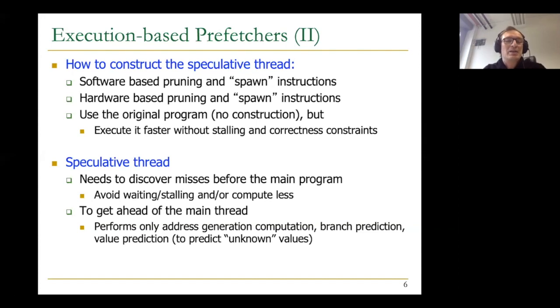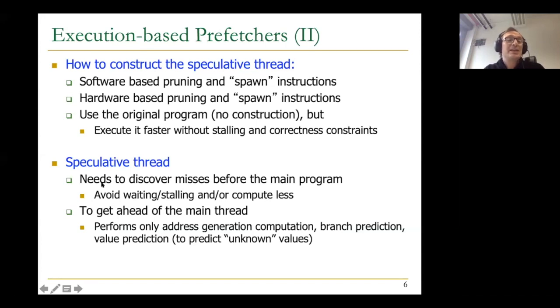But all else being equal, it's better to have the speculative thread follow the same program path that the main thread is going to follow. And to be able to do that, you need to be careful. You may need to do branch prediction in the speculative thread. And you may actually need to do value prediction also, because you need to start the speculative thread somewhere.